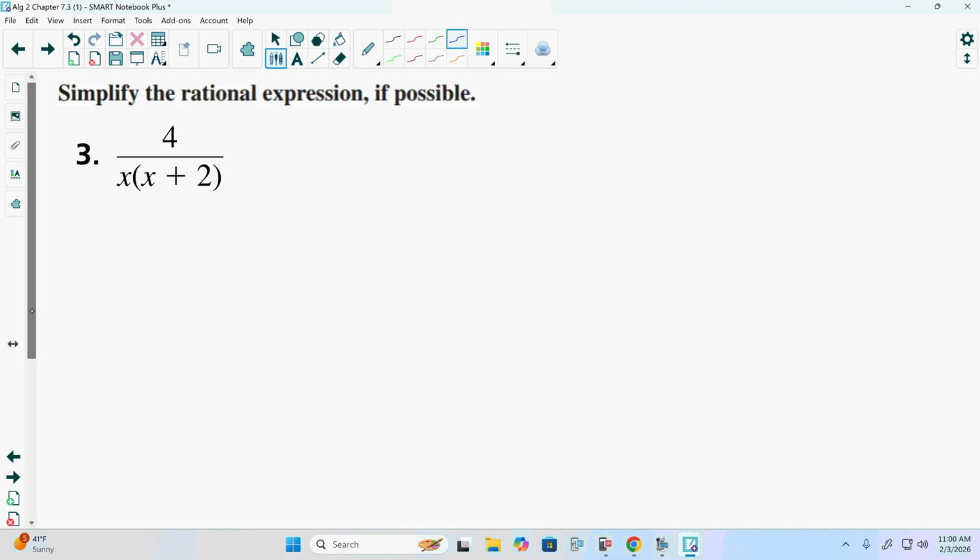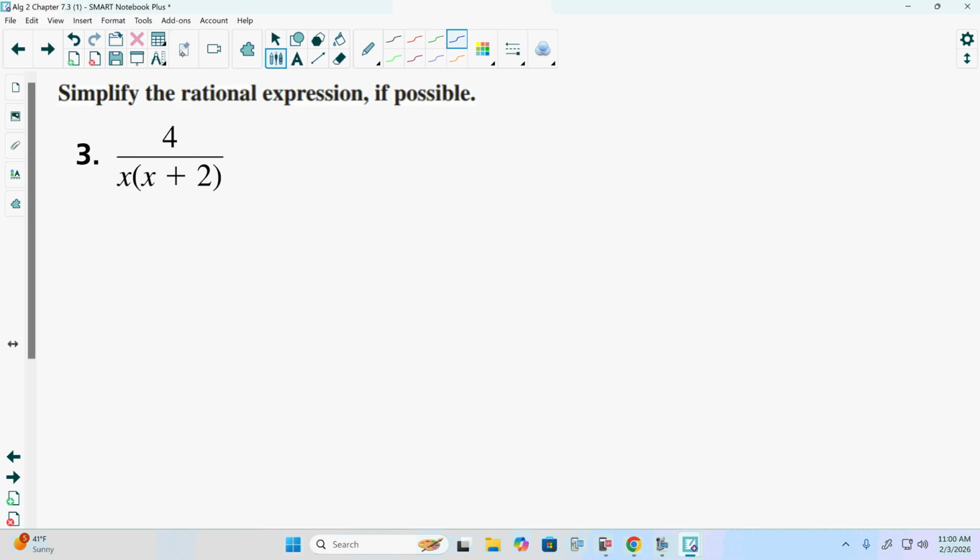So, let's look at the first one here. We have 4 over x times x plus 2. Is there something in common, either a number or term on top and bottom? No, you're good. Yes, we have 2 inside the parentheses here, and 4 does have 2, yes? And unfortunately, we can't simplify those.